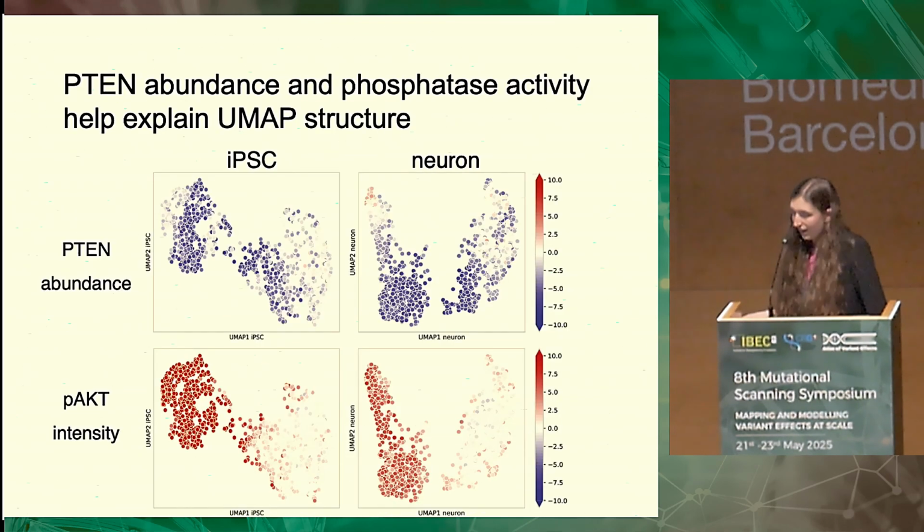As you can see, one of the primary features of this UMAP is these two large clusters, especially evident in the neuron data. And a large part of that is described by the phosphatase activity. But as Kristen mentioned earlier, we do see some variants where there's not a decrease in abundance, but there is a decrease in activity. So that helped explain the structure of the UMAP.